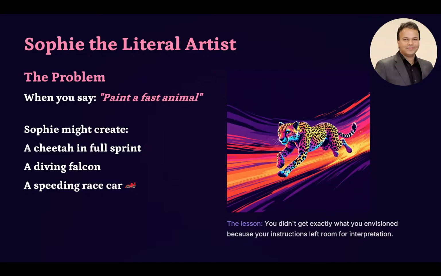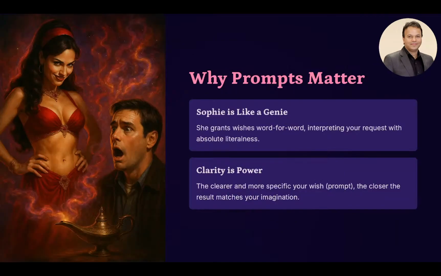Or a falcon, a very fast bird that's diving down. Or she might even paint a speed racing car. For some reason, she thinks there's an animal driving that car, right? He drives like an animal, right? So it's a lot of approximations. You did not get exactly what you wanted because your prompt was not good, right?